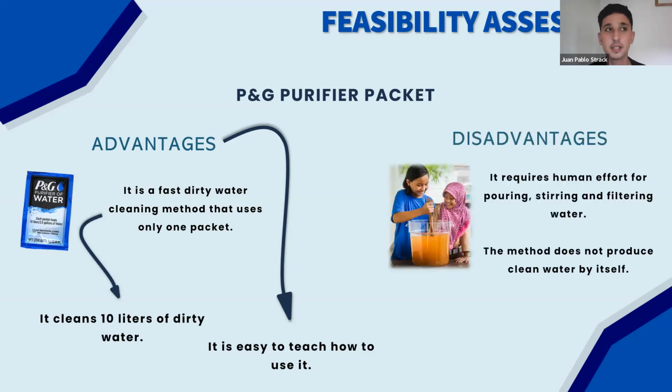And the disadvantages are connected with the fact that this technology is not autonomous. It does not produce water by itself as the freshwater ecosystem does. So this P&G system requires human effort for pouring, stirring, and filtering water. So the disadvantage is basically connected with the fact that the method does not produce clean water by itself.